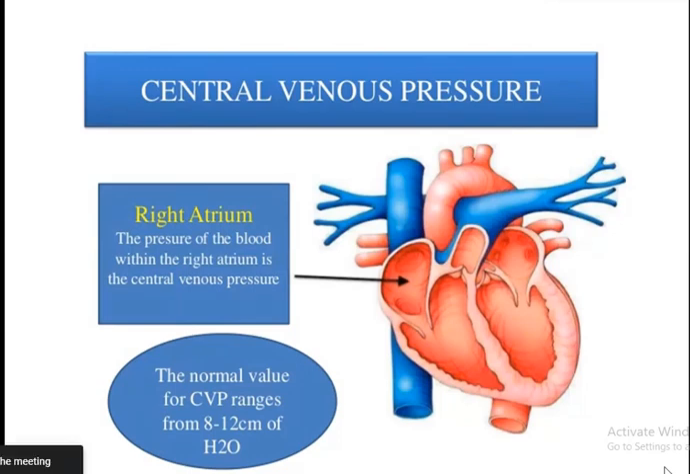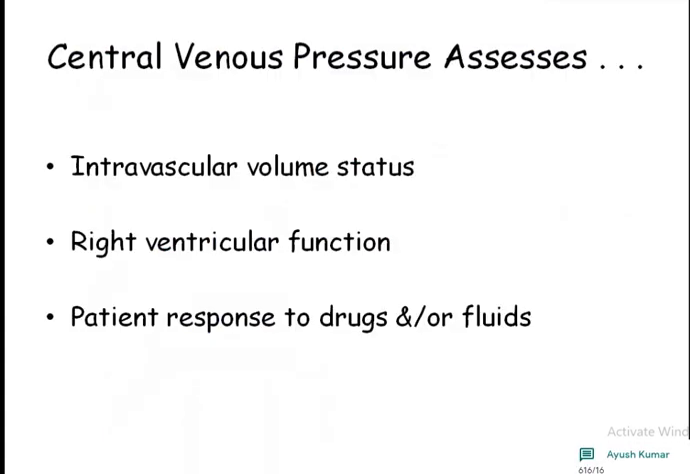The technique is the same, the Seldinger's technique. Now, as I have already told you, central venous pressure is the pressure of blood within the right atrium, because all the veins drain the blood into the right atrium. So with the help of the central venous pressure, we can tell the pressure in the right atrium. We don't have to enter the right atrium directly for the measurement, and normal values are 8 to 12 centimeters of water.